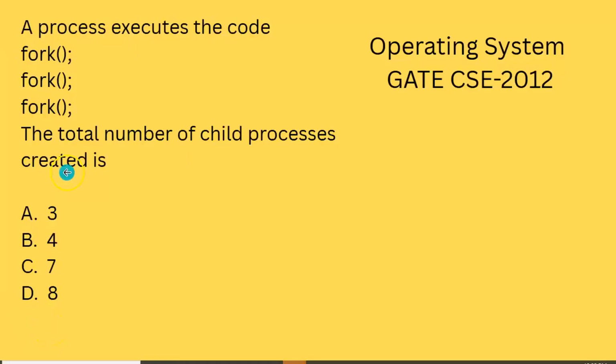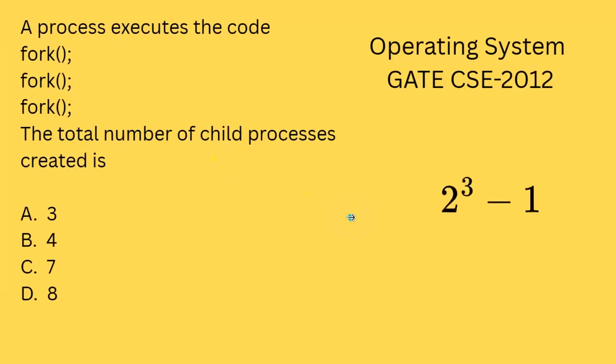Next gate question. A process executes the code. Here, the fork system call has been called three times continuously. So the question is, the total number of child processes created is? The four options are 3, 4, 7, 8. So we know the formula to find the total number of child processes created is 2 to the power of n minus 1. So here you are calling the fork system call three times. So 2 to the power of 3 minus 1. So the answer is 7. That is option C.